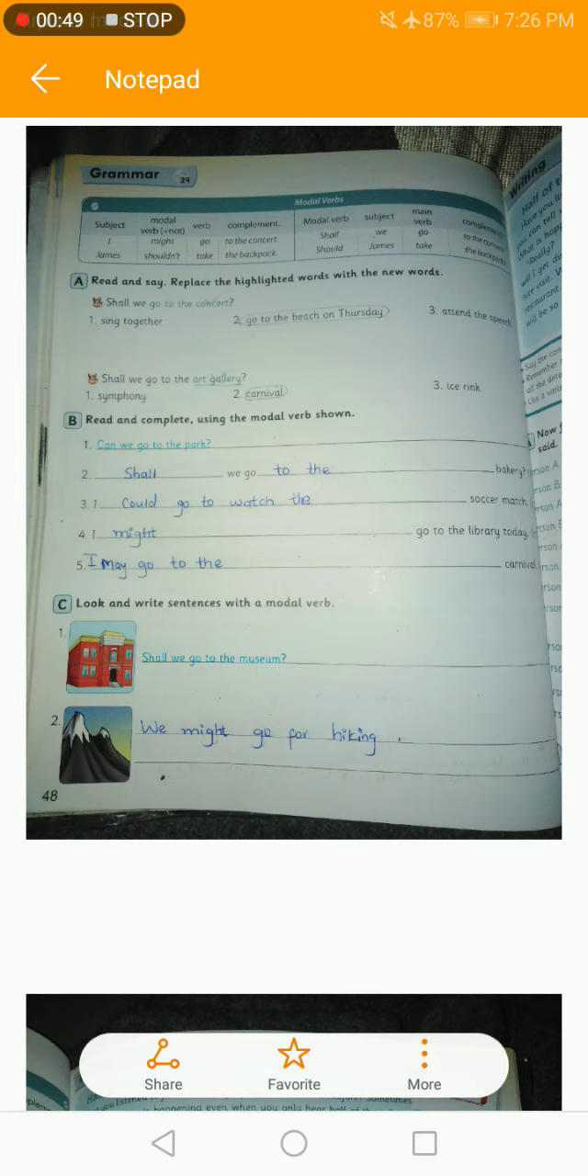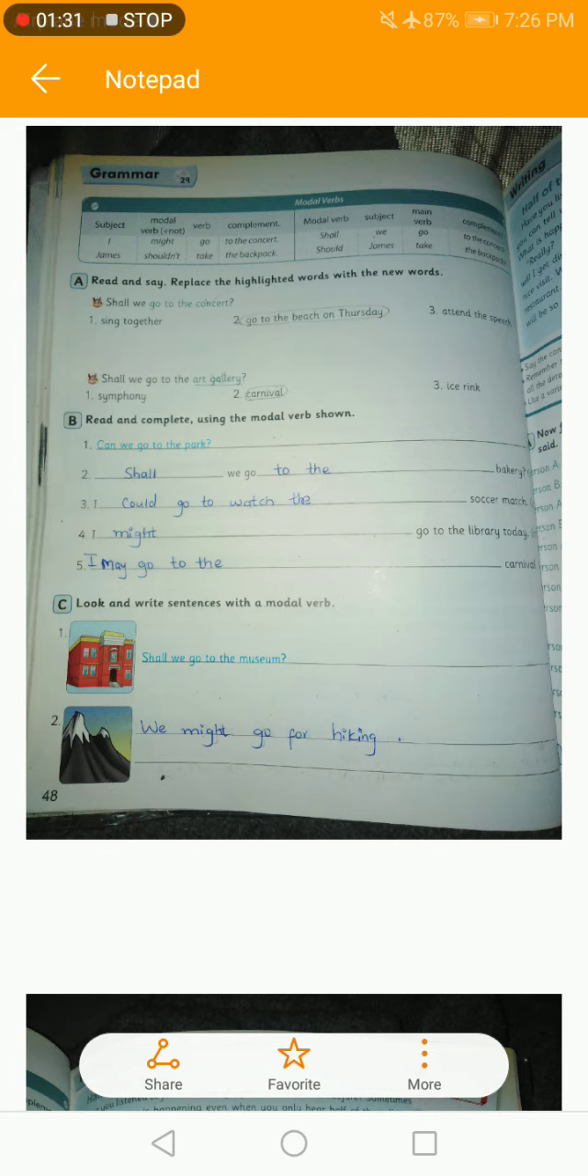As I have already told you about the modal verbs in the previous lecture, today we have the exercises of modal verbs A, B and C. In A we have to replace the highlighted words with the new words. Look at the first one. Shall we go to the concert? Here, go to the concert is the highlighted words. So we have to change these words with the new words. So, shall we go to the beach on Thursday?